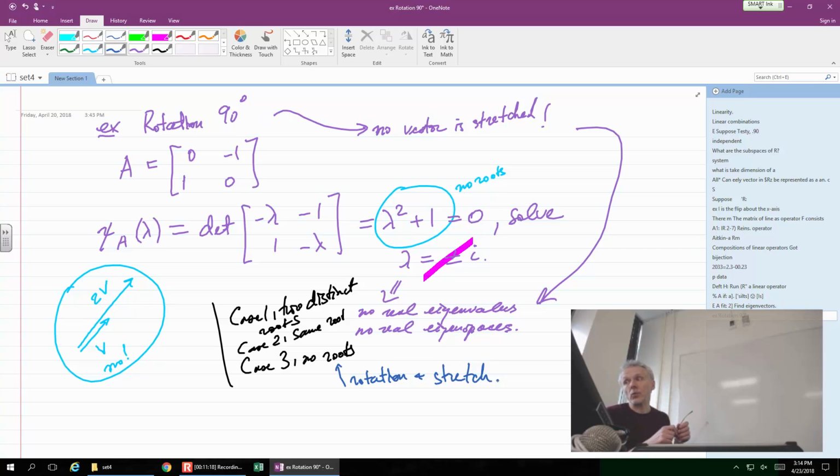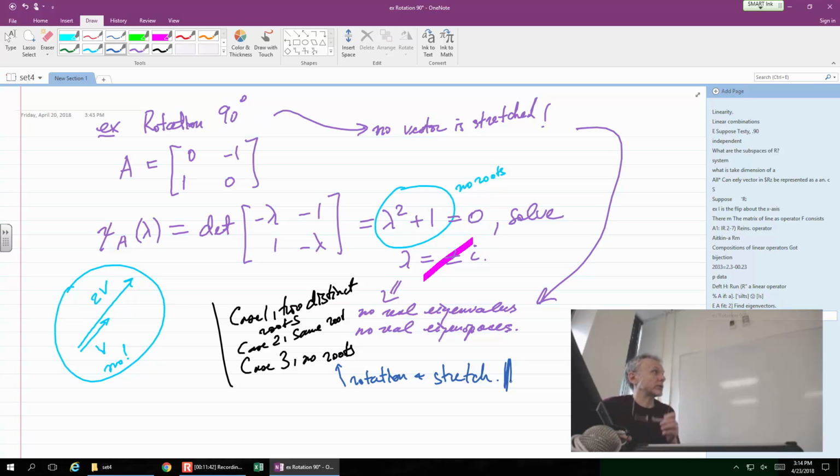Lambda squared plus 1 is equal to 0. We stop there. There are no solutions. Can we still find any information about this linear operator? Because we would like to find these parameters. So remember, case number 1, the two distinct roots, two eigenvalues, tell us what's happening. Two stretches in two directions. Okay, so it was informative.